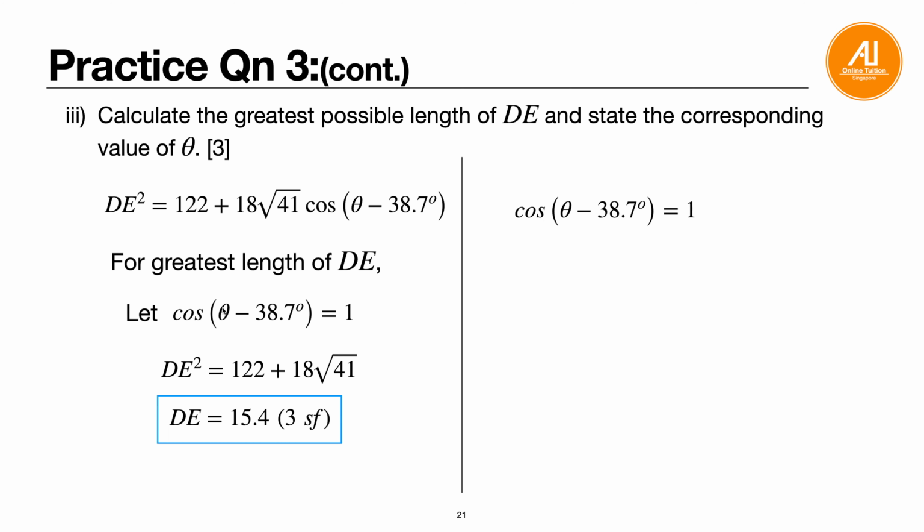So we say this whole thing equals 1. Cosine of theta minus 38.7 equals 1. Cosine inverse 1 is just 0 degrees. Okay, so this one bring it over, make theta the subject, you get 38.7 degrees, 1 dp. Okay, so just remember the trick. Always add a horizontal line or vertical line, and then get a right-angled triangle, then apply your Pythagoras.